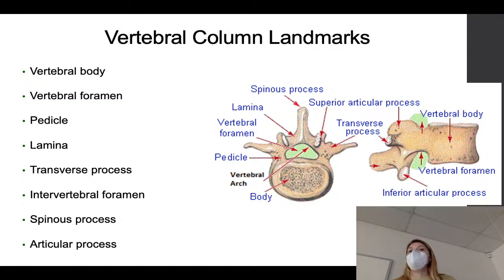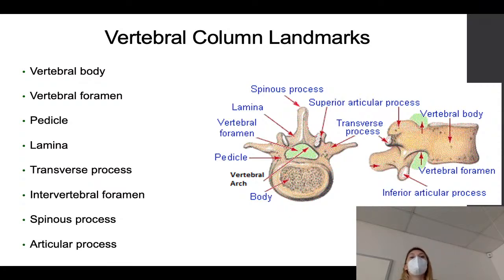In between the transverse process and the spinous process, we're going to have the lamina. So the lamina is going to be this region in between. So basically, if we follow the spinous process, where it starts to kind of fork out into two sides, the base of it is basically going to be the lamina.